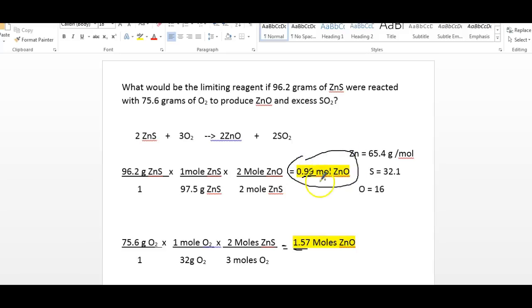Then if we just took this 0.99, we could figure out how many grams we would produce. So that's the shorthand way, not to worry about the grams, just do the moles. Let me know if you have any questions. So review this, then do the next problem in chemistry on limiting reagents.